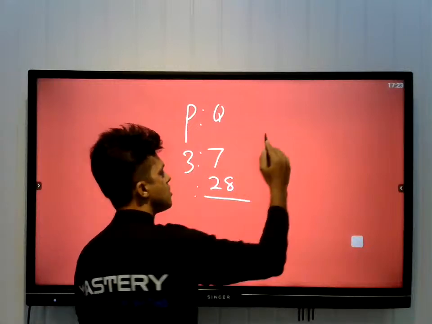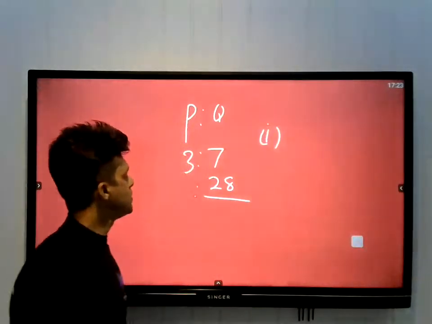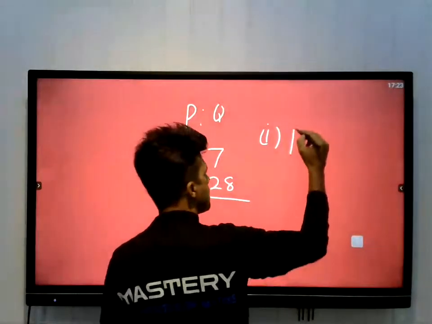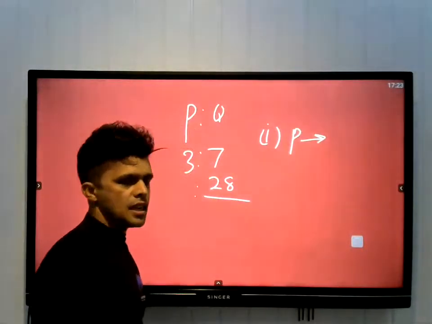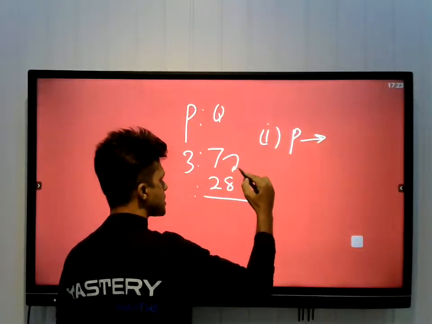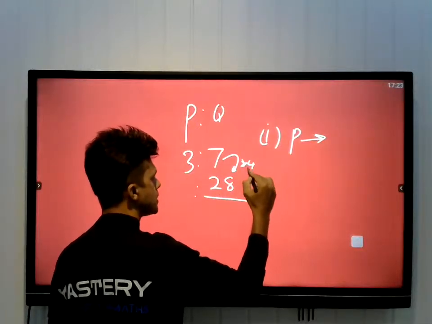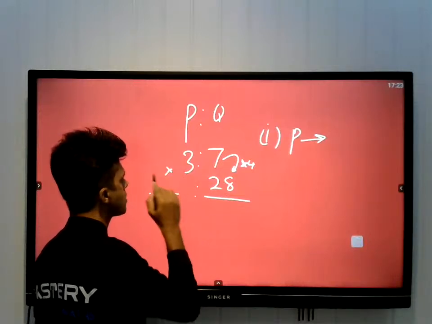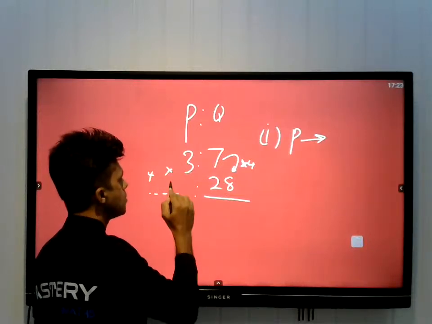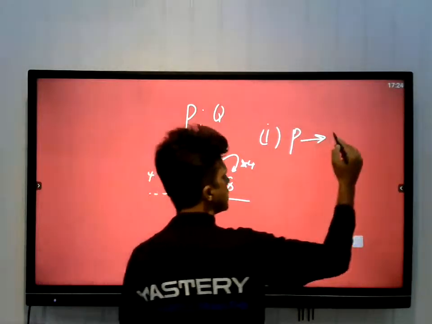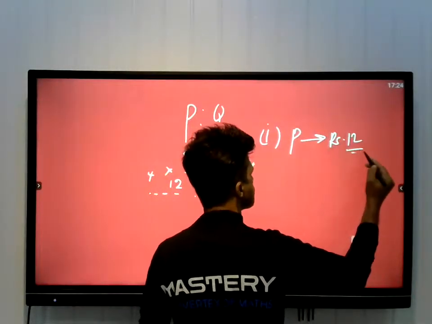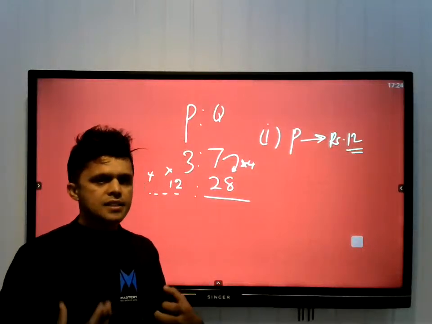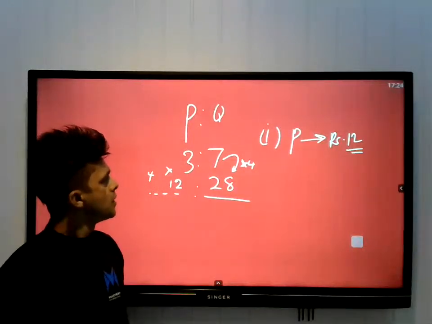Question number 1 is to find the amount taken by P. How can you get it? Here 7 times 4 is 28. So you can get the amount taken by P: 3 times 4, which is 12. P takes 12 rupees.